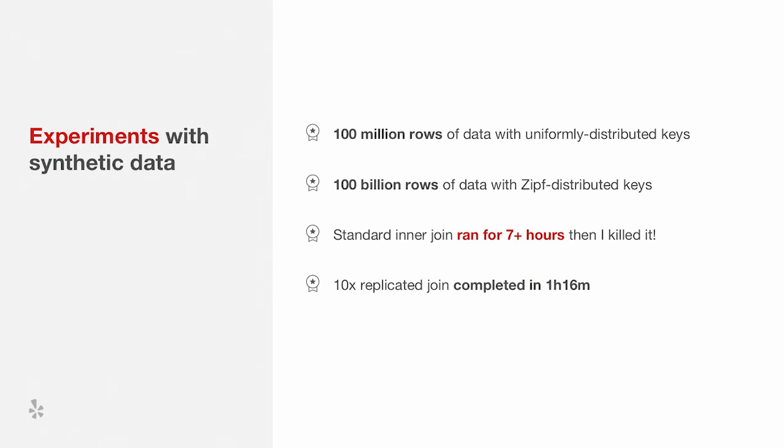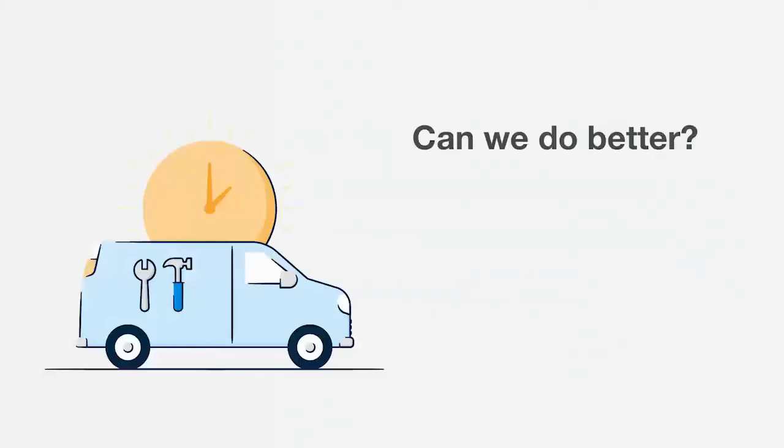And a regular old inner join ran for more than 7 hours. This was on a pretty beefy cluster, I think maybe 200 cores. Most of the tasks had completed long before that, and I think it was just maybe 2 or 3 left, and there was no way for me to tell when they were going to stop. So I killed it eventually. And then I tried it using this replicated method with a replication factor of 10, and it completed in an hour and a quarter. So that's good.